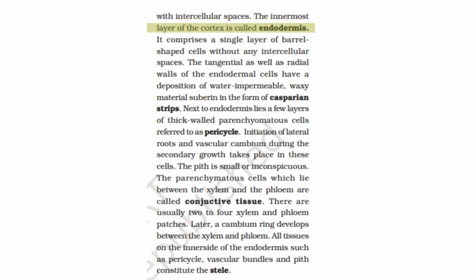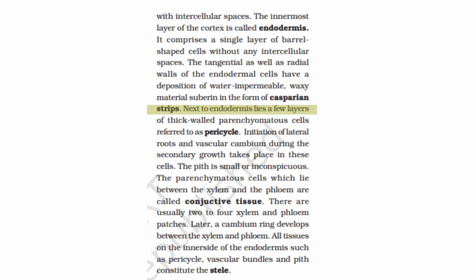The innermost layer of the cortex is called endodermis. It comprises a single layer of barrel-shaped cells without any intercellular spaces. The tangential as well as radial walls of the endodermal cells have a deposition of water-impermeable, waxy material suberin in the form of Casparian strips.